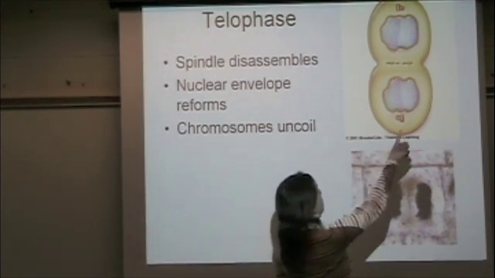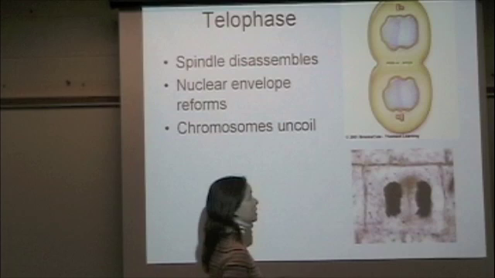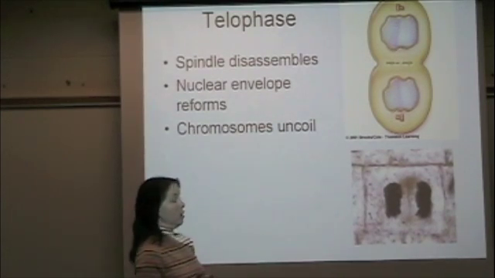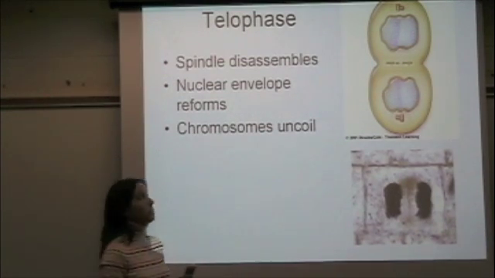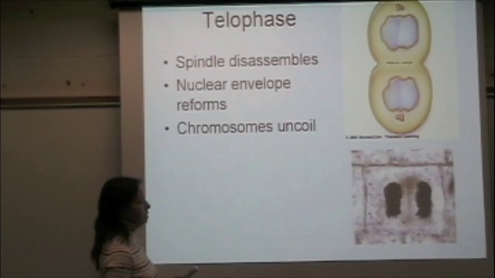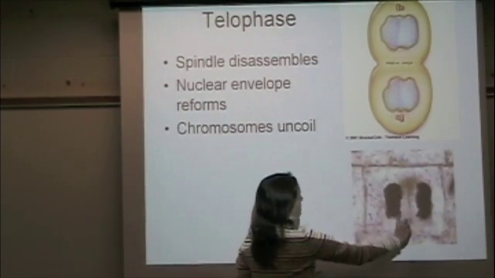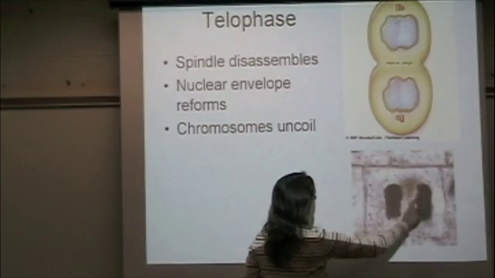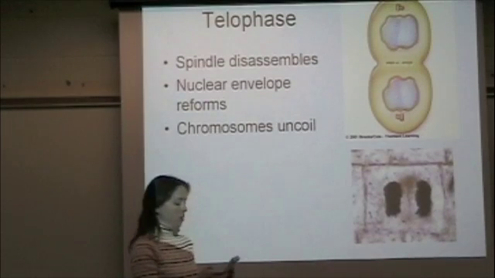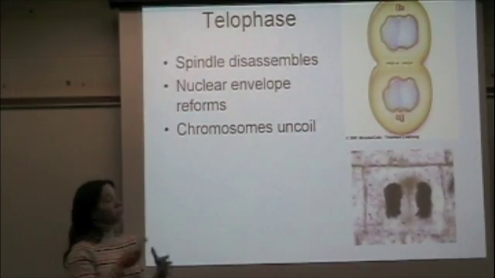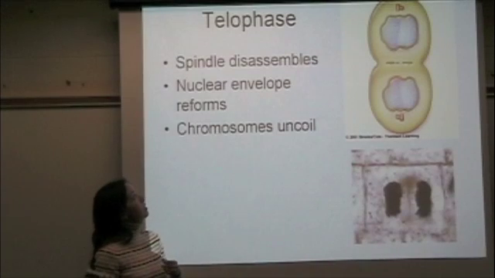You can also see that the cell is starting to divide through cytokinesis, and I mentioned earlier that sometimes there's an overlap between telophase and cytokinesis. Here in this microscope picture, you can see that there are two new nuclei in this one plant cell. So those are the stages of mitosis.